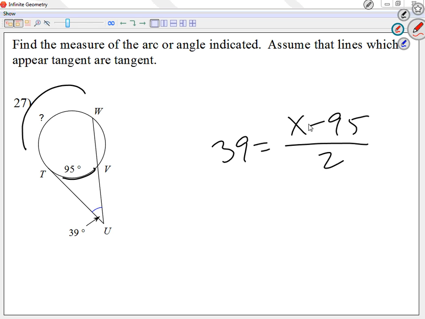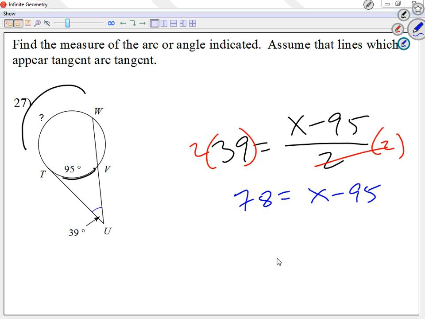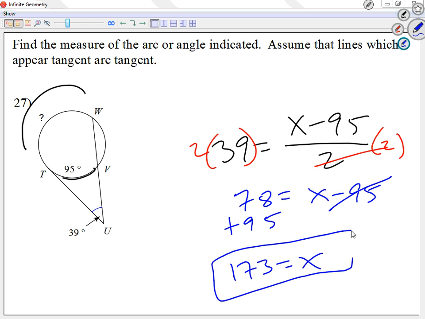Since there's a letter in the fraction, let me get rid of fractions by multiplying both sides by 2. So I get 78 is equal to x minus 95. My minus 95, let me move it to the left as a plus 95. So we're going to finish with x is equal to 78 plus 95, 173. 173 is almost half of a circle, and if we take a look at x, it is almost half of a circle, so it makes sense.